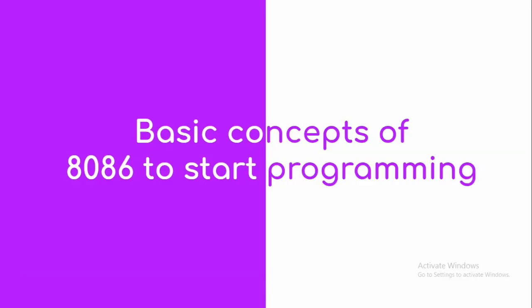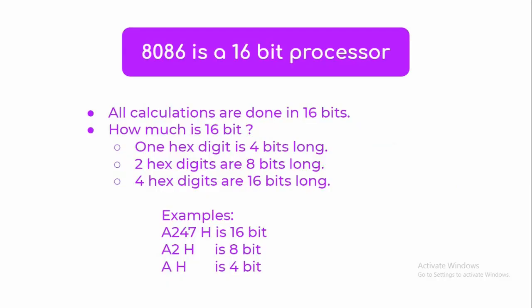Hi there, I'll be telling you some basic 8086 microprocessor concepts to start coding. Don't worry, I won't be explaining the whole structure, only some necessary things. So let's get started. 8086 is a 16-bit processor.